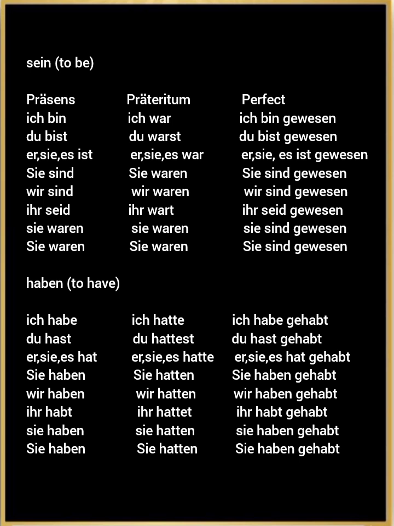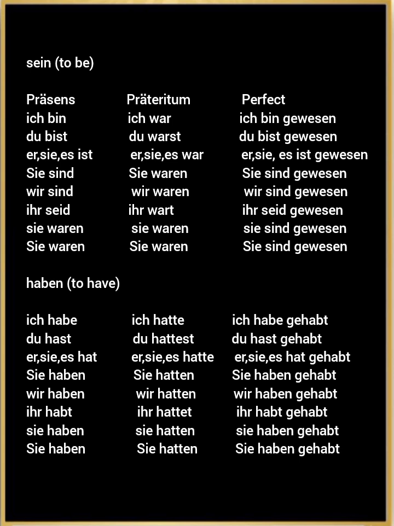And then the perfect is ich habe gehabt, I have had. People confuse I have been and I have had. Remember, for haben it is ich habe gehabt, which means I have had. Du hast gehabt, you have had. Es hat gehabt, wir haben gehabt, ihr habt gehabt, sie haben gehabt.